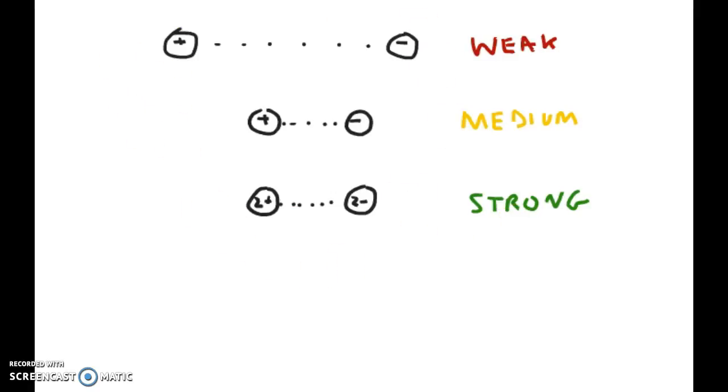Because all of these forces are electrostatic in nature, there are always two factors that determine the strength of that interaction. One is the distance between the two electrostatic partners, the positive and negative charges. And the second is the size of each of these charges. So if you have a +2, for example, interacting with a -2, that would be a stronger interaction compared to a +1 interacting with a -1 at the same distance. If you have a +1 and -1 at a closer distance, that would have a stronger interaction compared to a +1 and -1 at a longer distance.